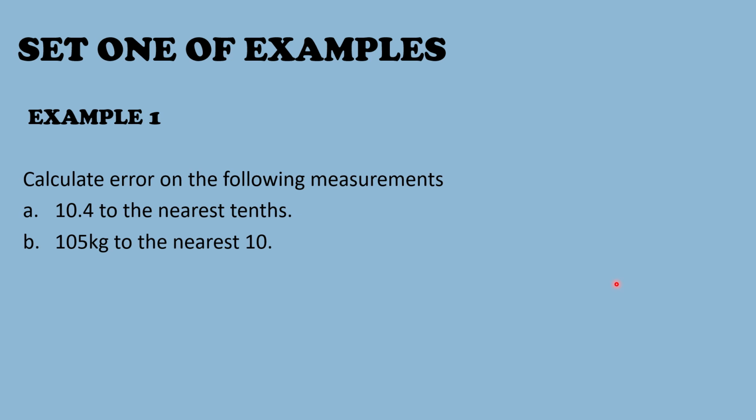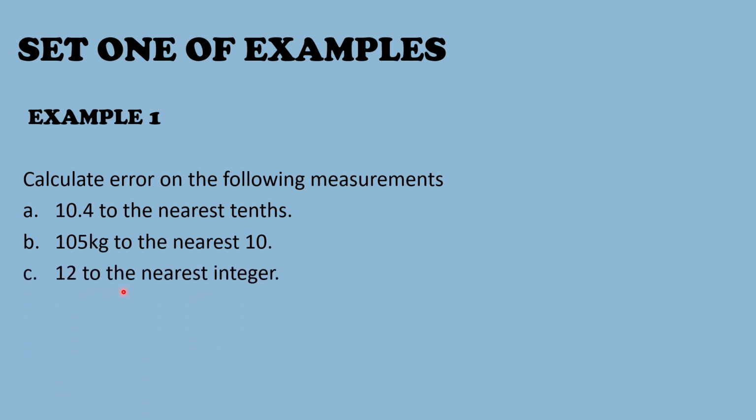105 kg to the nearest 10. The unit of measure is 10. So error is going to give us what? Unit of measure over 2. So 105 is going to be permitted to have an error of 5 kg.